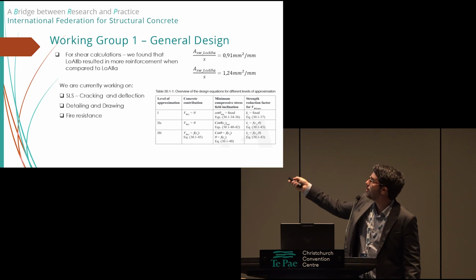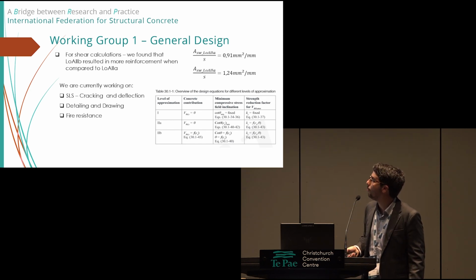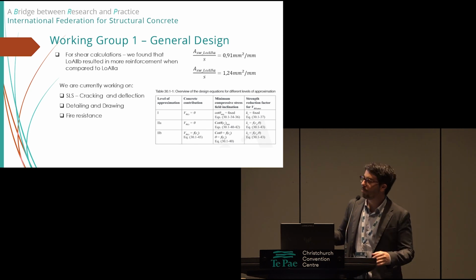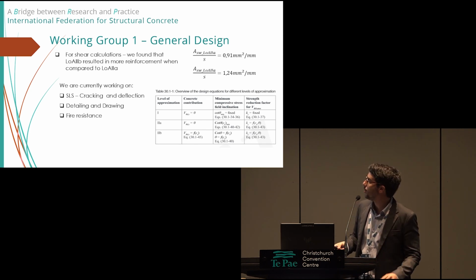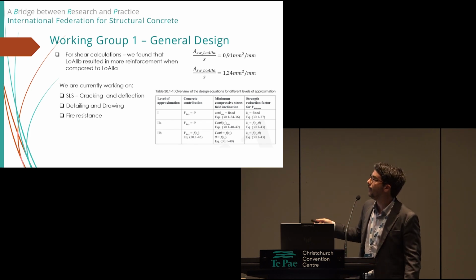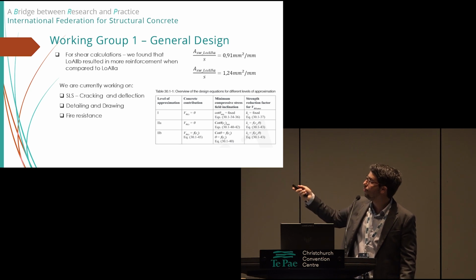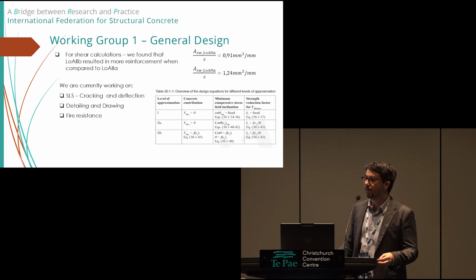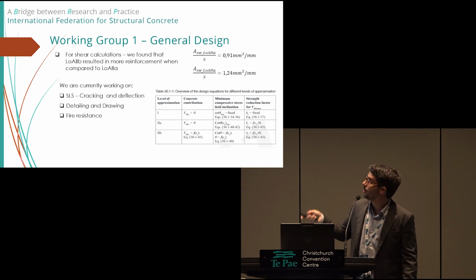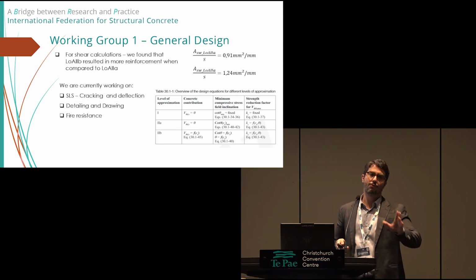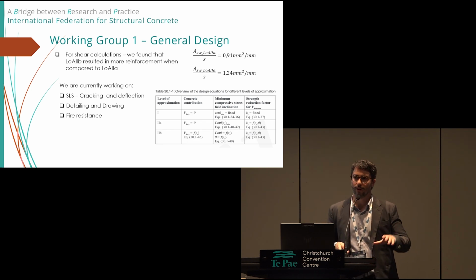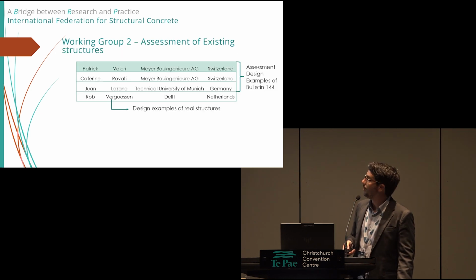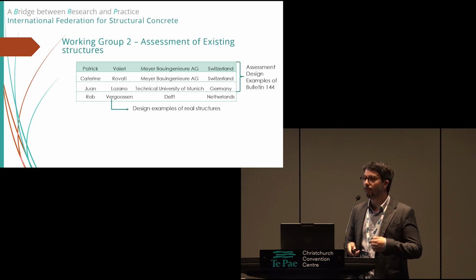So this is a nice table that the model code now has, explaining the different levels of approximation for shear, which is really interesting. And we also do SLS for cracking and deflection, the detailed drawing, and fire resistance for working group 1. This is what I know in most detail because it's the one that I'm in. The other ones are the novelties in the model code.